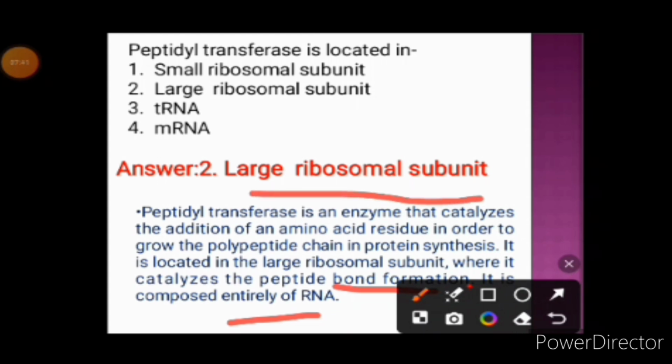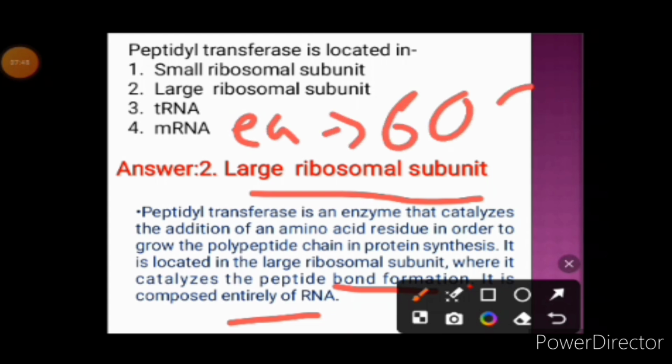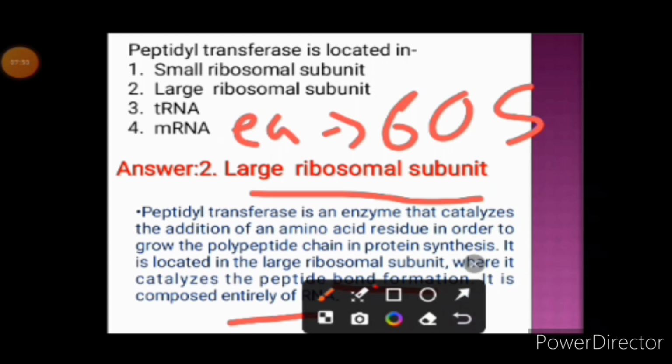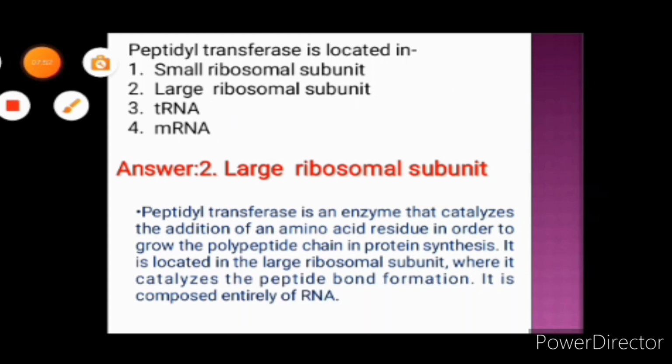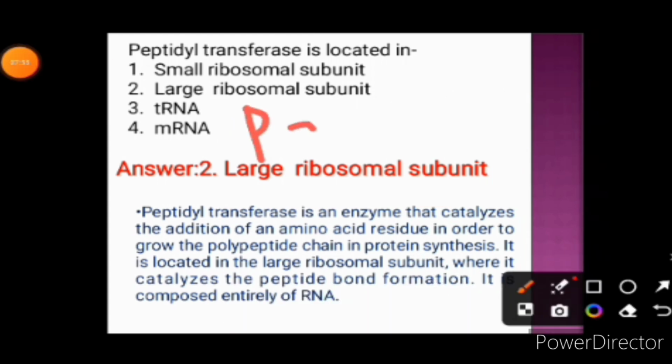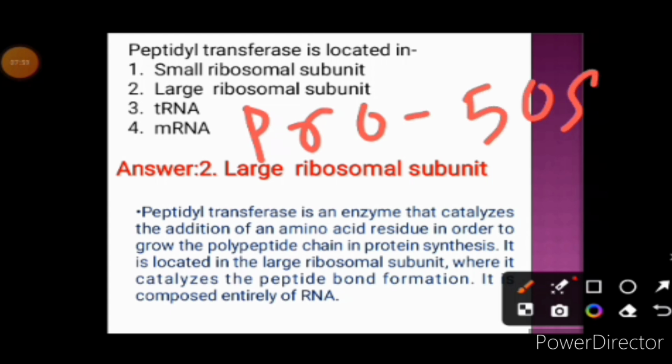This large ribosomal subunit in case of eukaryotes is 60S ribosomal subunit, whereas in case of prokaryotes it is 50S ribosomal subunit.